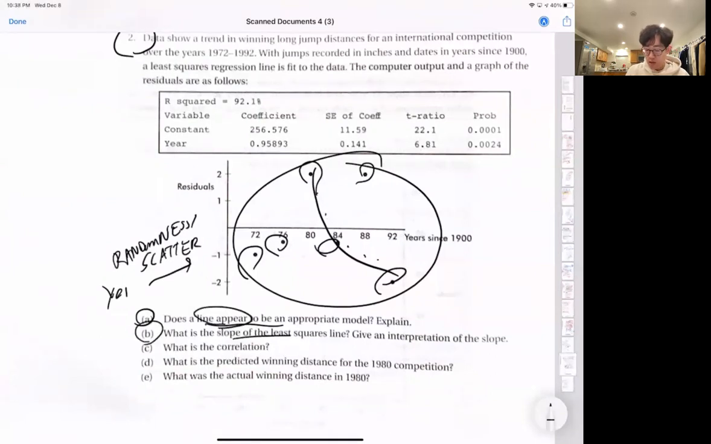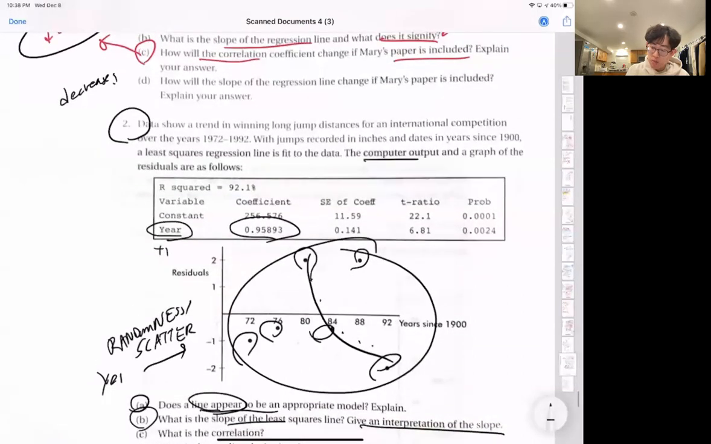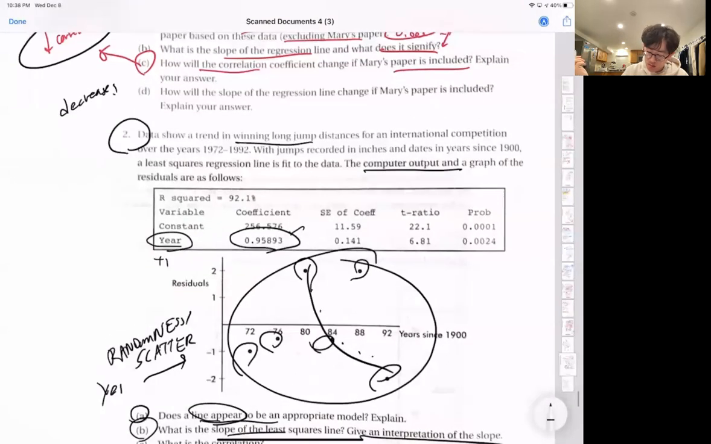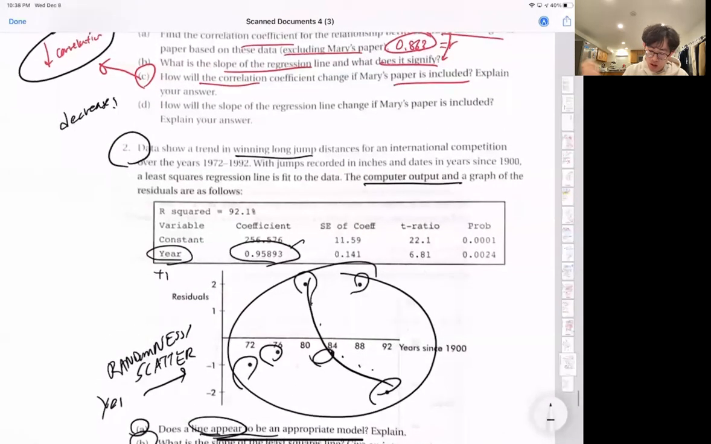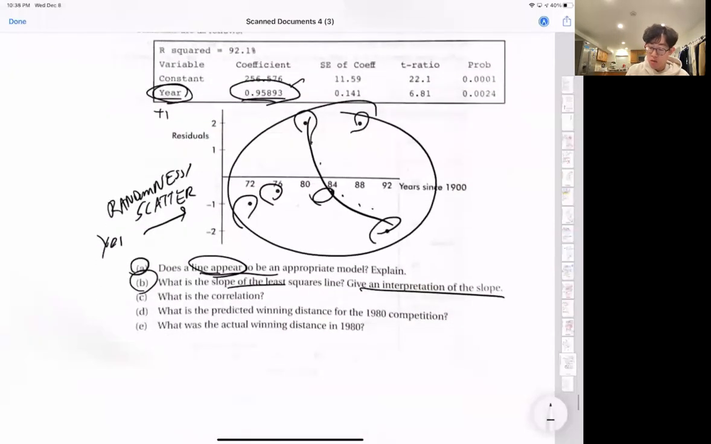Part B, what is the slope of the least squares regression line? It's going to be 0.95893. I don't want to interpret that again. It's basically comparing the year. As year increases by 1, what is it, the winning long jump distances increase by 0.95, what is it, meters? With jumps recorded in inches. Okay, so it's in inches. So as year increases by 1, the long jump increases by about 0.95893 inches. That's how you interpret the slope.